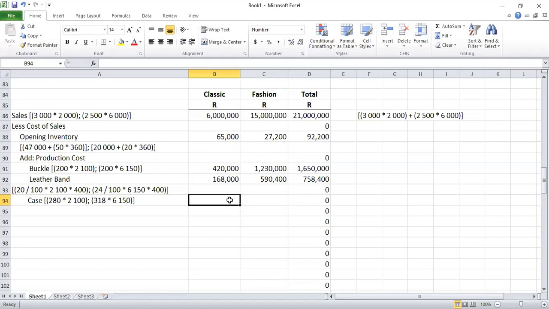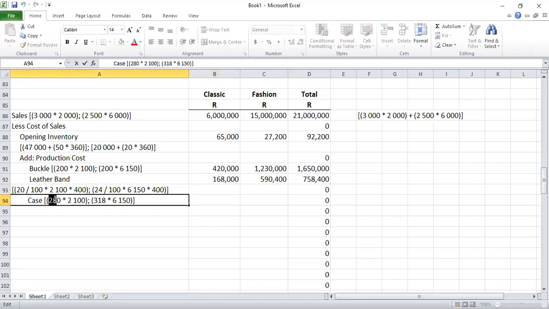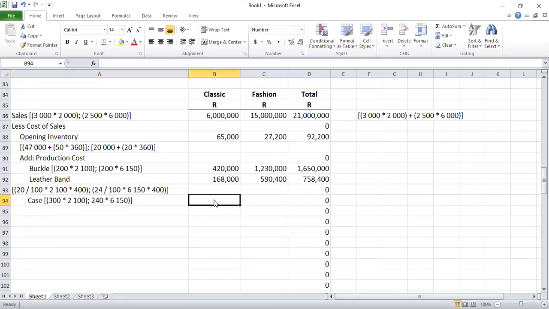Sorry, I'm lost Eugene, where do we get the 280 and 318? I'm lost on the case one because I see 300 Eugene, you used 240. Yes, it's 300, and 240. Okay, I took it down there. Thank you. And the next one is 240. What do we get?